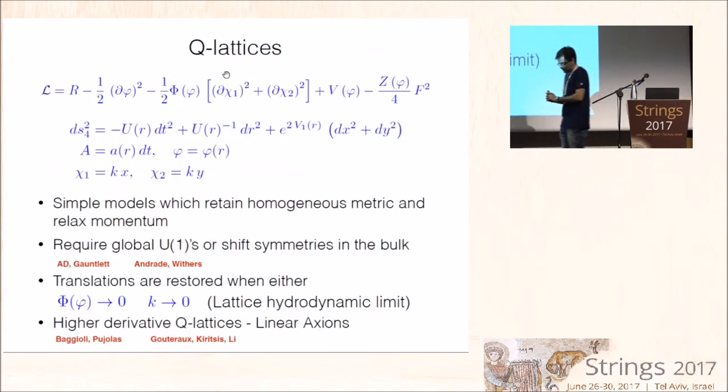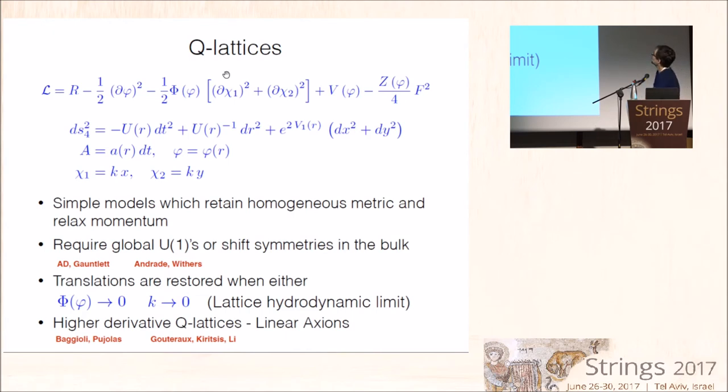Now, for the rest of my talk, I want to become slightly more ambitious. I'm going to look at specific models which let you introduce lattice deformations in a very, very efficient way. What these models utilize is the existence of a global U(1) symmetry or a global shift symmetry in the bulk. What this symmetry allows you to do is to break translations in the matter sector, but still keep the metric of the bulk geometry homogeneous. So the bulk stress tensor is invariant under these symmetries, and this immediately allows you to write down homogeneous metrics, which don't break translations, but the translations are broken from the matter sector.